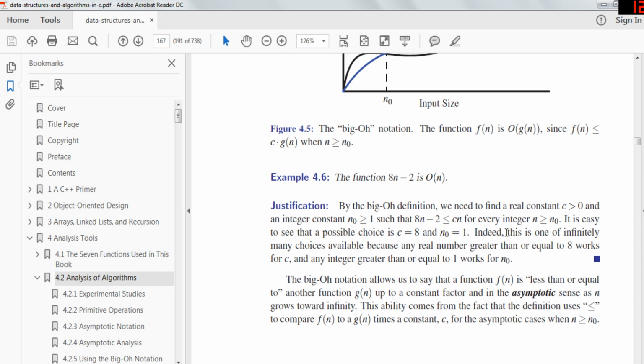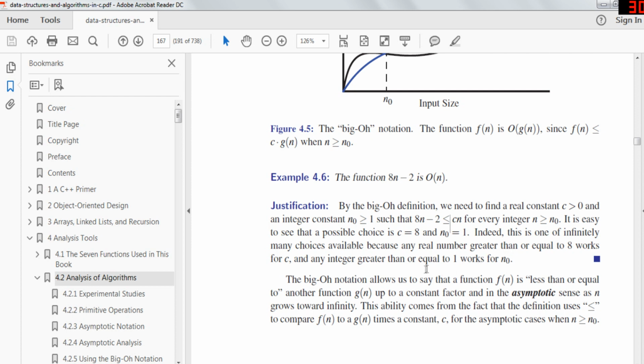This is one of the infinitely many choices available because any real number greater than or equal to 8 works for the value c, and any integer greater than or equal to 1 works for n naught. So they're just creating a function of c that is greater than a n minus 2. That's all they're saying. They're trying to create a function c of n that is greater than or equal to a n minus 2, and that's why they say any real number greater than 8 works. That's what they're saying here. And any number greater than or equal to 1 here works.